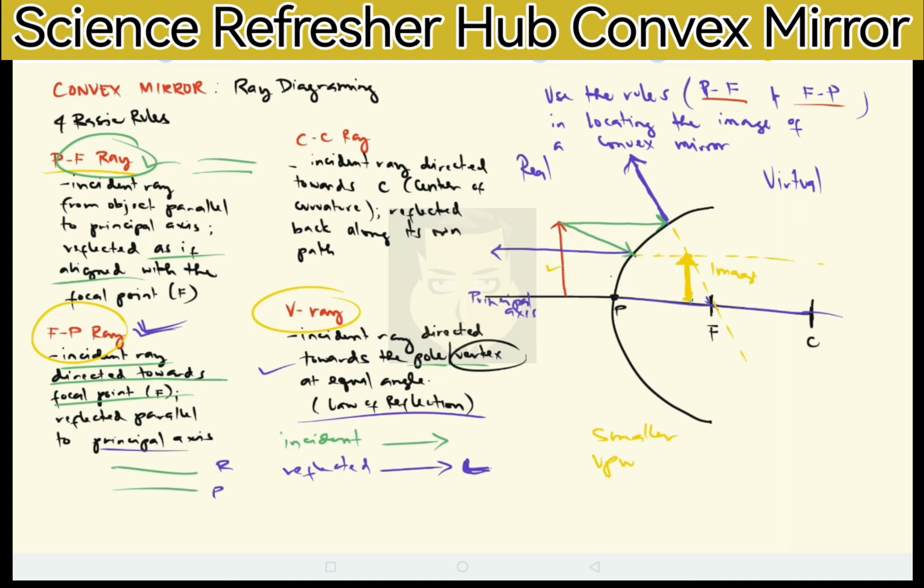Still the same: the image is smaller than the object, and it's upright. The orientation is upright, erect, or upward, same as the object. And since it is formed behind the mirror, the image is said to be virtual. Bottom line, the image formed by a convex mirror is always smaller than the object, upright in orientation, erect or upward, and virtual. It cannot be projected on a screen.